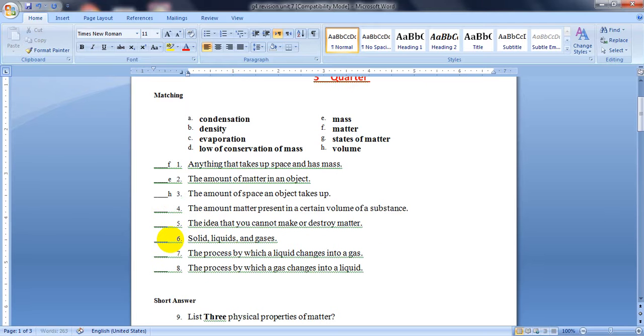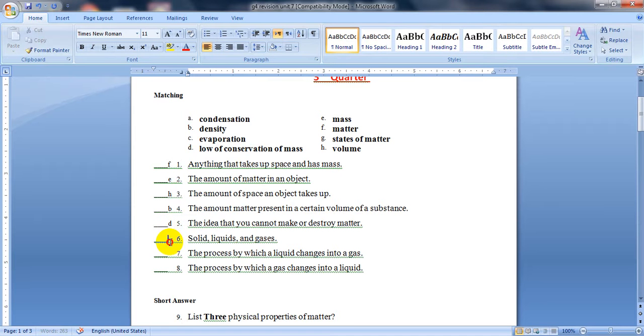Number 4, the amount of matter present in a certain volume of a substance. Here is a relation between mass and volume. This relation means the object's density, which is letter B. Number 5, the idea that you cannot make or destroy matter. This was a law which we called the law of conservation of mass, which is letter D.